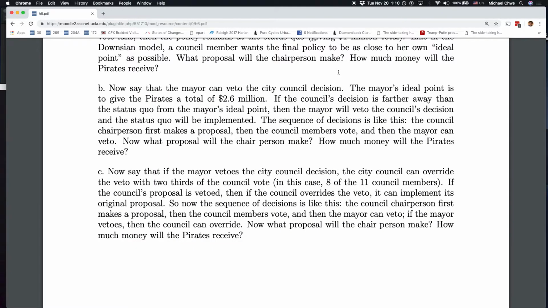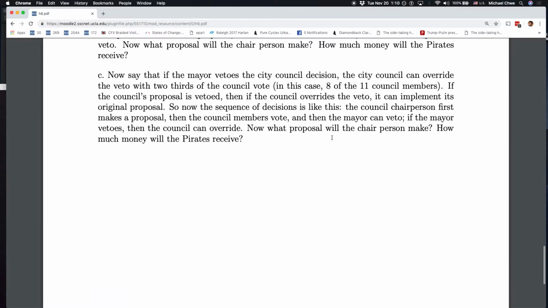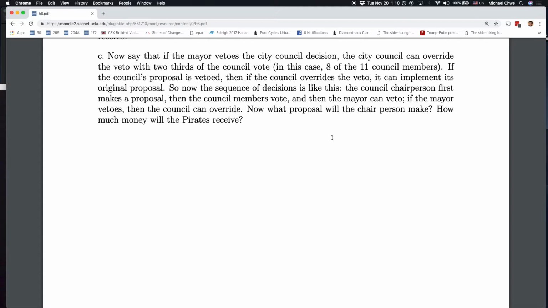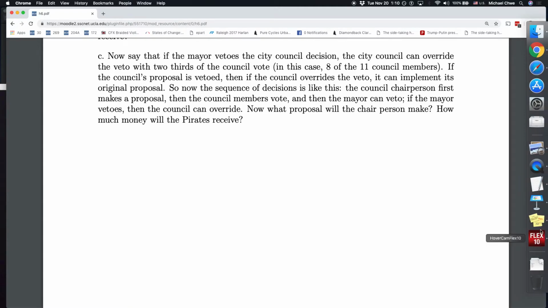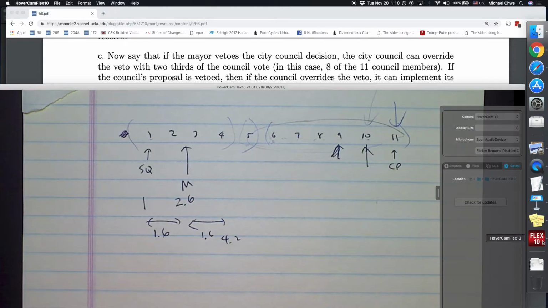Do we do part C too? Might as well. Now say the mayor vetoes the city council decision. The city council can override the veto with 2/3 of the council vote. If the city council proposal is vetoed, et cetera. So now the mayor can veto the proposal, and if the mayor vetoes, the city council can override with 2/3.